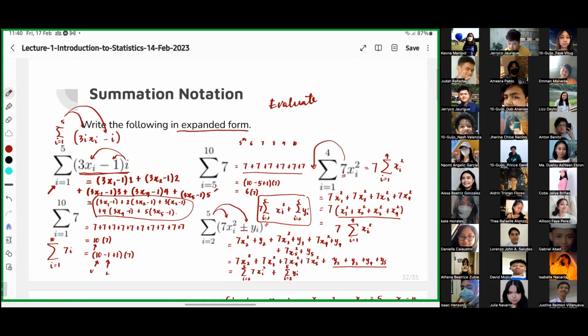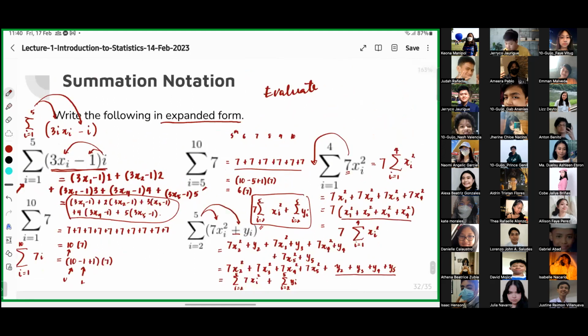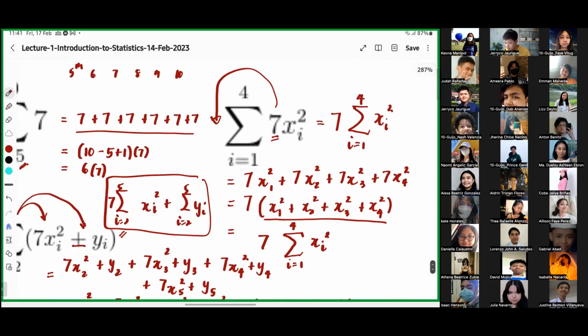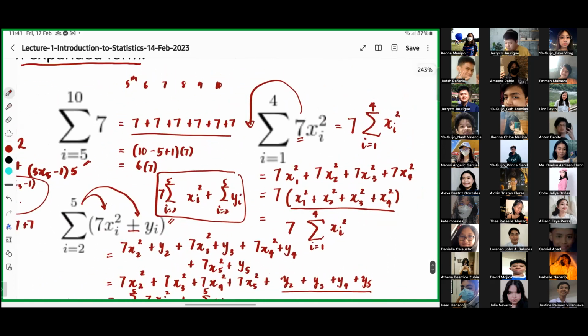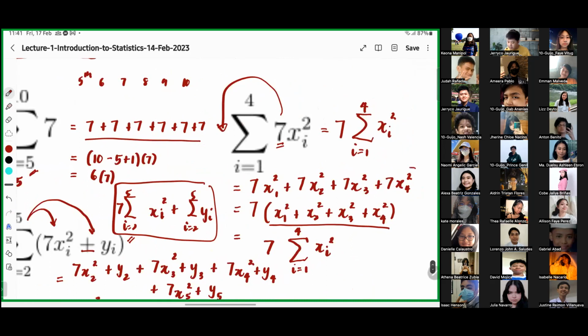Susunod po sanang question. Doon po sa part po na 7xi squared po dyan, alin po dyan, sir, yung magiging final na expanded form? Alright. Oh, that's a nice question, no? Actually, pwedeng ito, I can accept this. I can also accept this. Right? Kahit alin dyan.